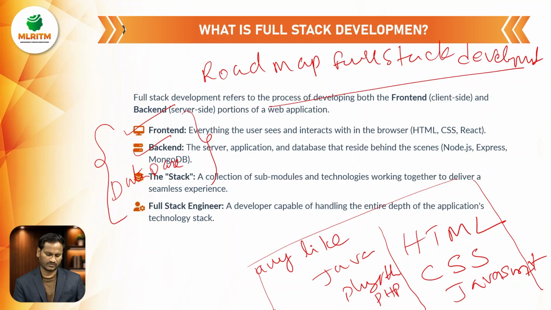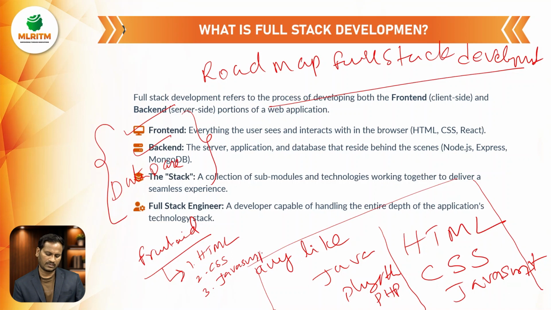What is front end? If anybody wants to settle in as a front end developer, they must know these components. One is HTML, second is CSS, third is JavaScript. If you know these three components thoroughly, you can be placed as a front end developer with a minimum package of 3 to 4 lakhs LPA.